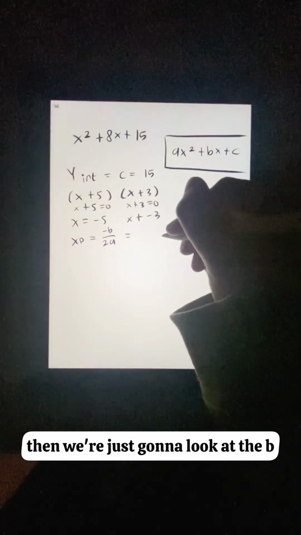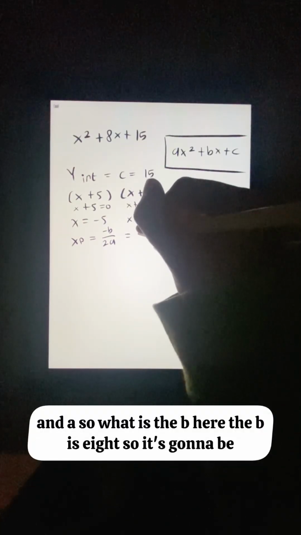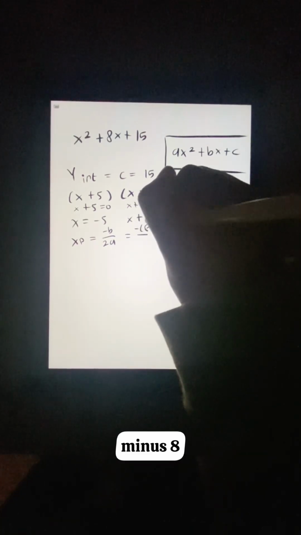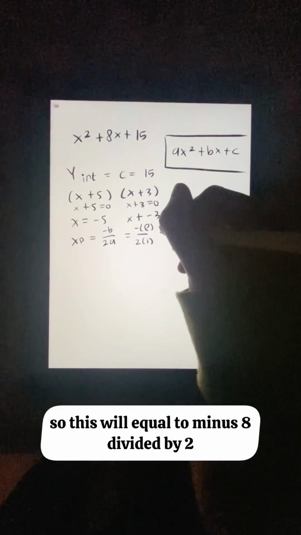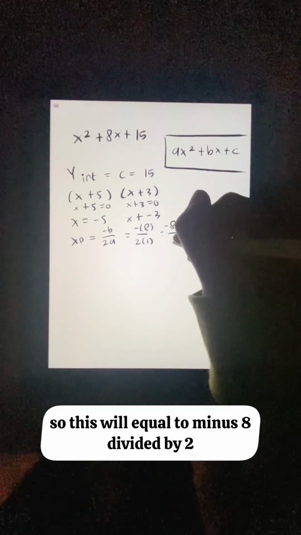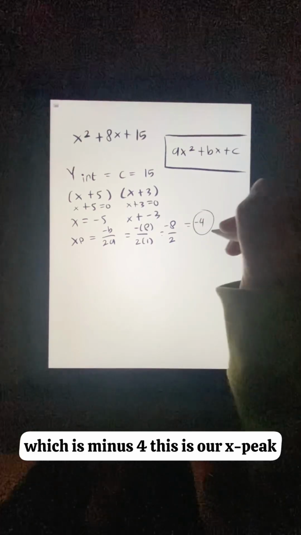Then we're just gonna look at the b and a. So what is the b here? The b is 8, so it's gonna be minus 8. And the a is 1, so it's gonna be 2 times 1. So this will equal minus 8 divided by 2, which is minus 4. This is our x peak.